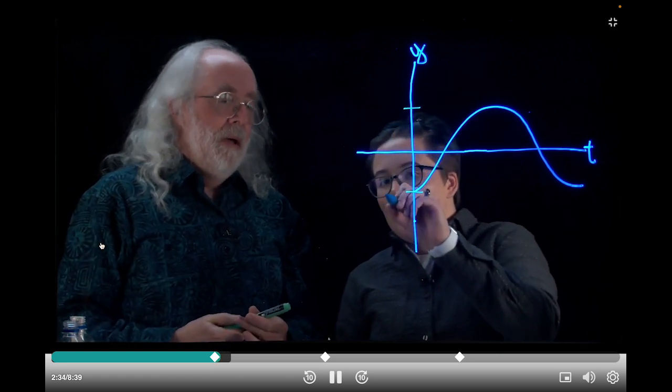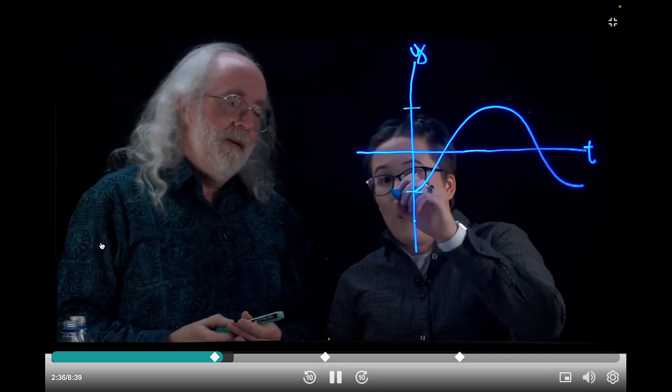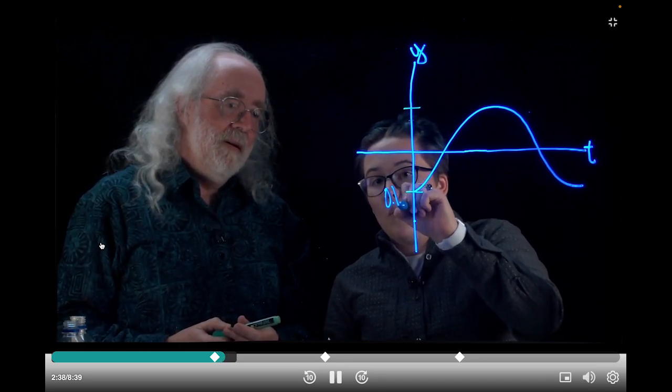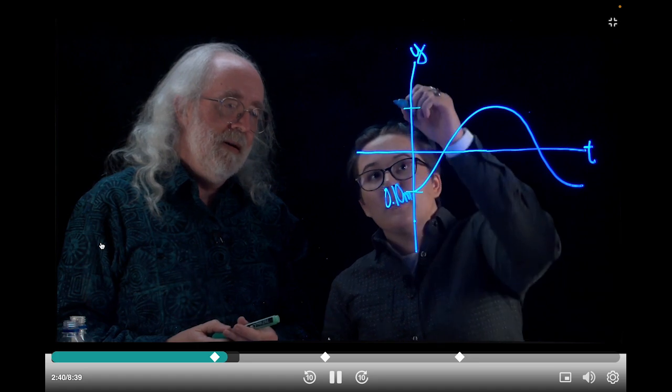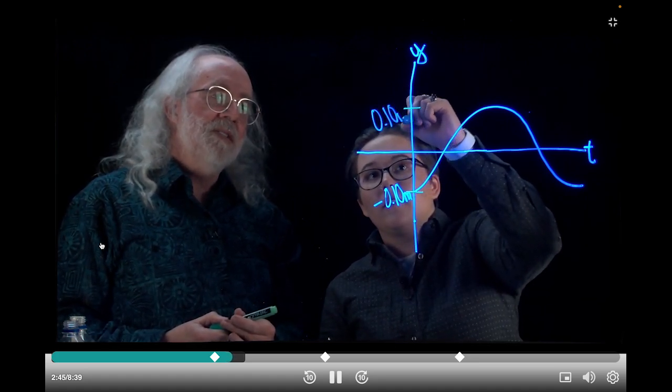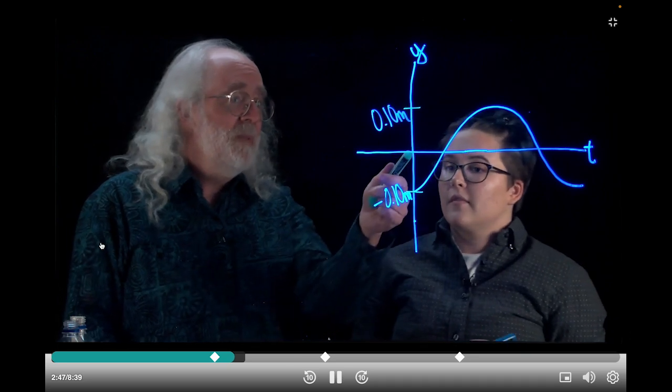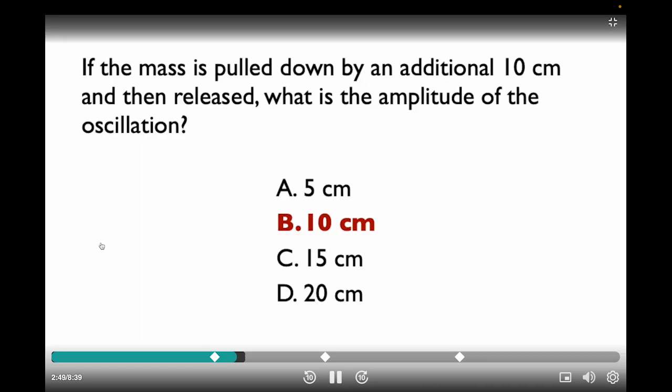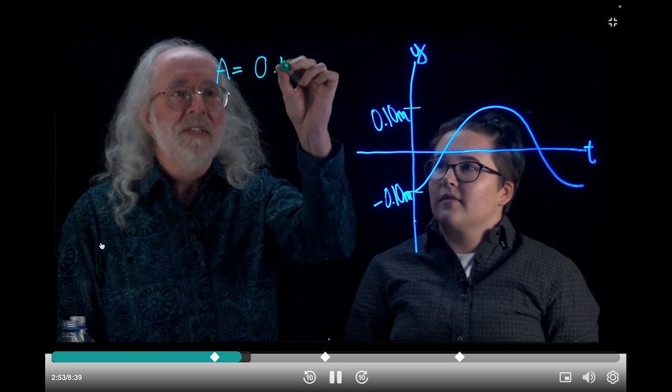All right, in the problem it says we're pulling this mass on a spring down 10 centimeters from equilibrium. So I'm thinking that our amplitude is just going to be 0.10 meters. It's negative down here and positive up here. Right, because it's 0.10 meters from the equilibrium position. And so that is going to be our amplitude. So I'm just going to record that over here. Amplitude is 0.10 meters.